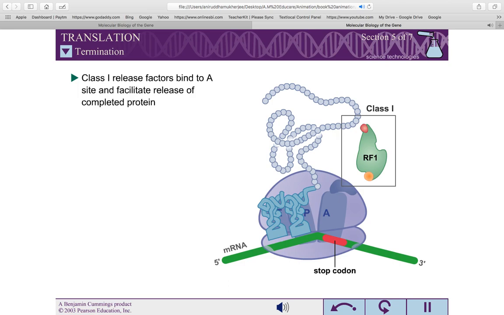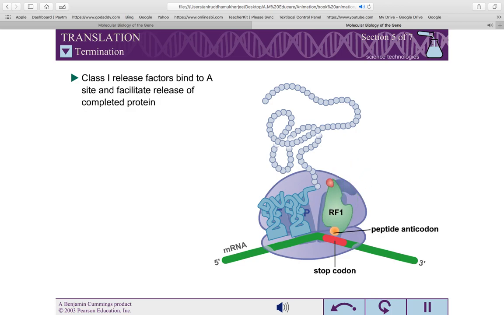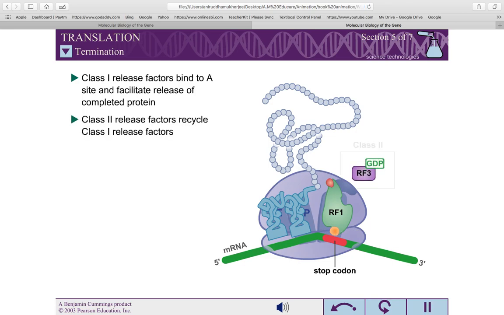Class 1 release factors enter the ribosome A site and bind the stop codon using a peptide anticodon. Prokaryotes have two class 1 release factors, RF1 and RF2. Eukaryotes have one class 1 release factor, eRF1. The class 2 release factor, in complex with GDP, also binds the large subunit. In prokaryotes, RF3 is the class 2 release factor. In eukaryotes, eRF3 is the class 2 release factor.